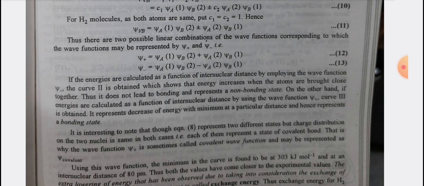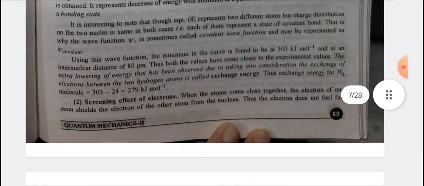It is interesting to note that though equation 8 represents two different states, the charge distribution on the two nuclei is the same in both cases. That is, each of them represents a state of covalent bond. That is why the wave function psi plus is sometimes called the covalent wave function and may be represented as psi covalent. Using this wave function, the minimum in the curve is found to be at 303 kilojoule per mole and at an internuclear distance of 80 pm. Thus, both values have come closer to the experimental value.